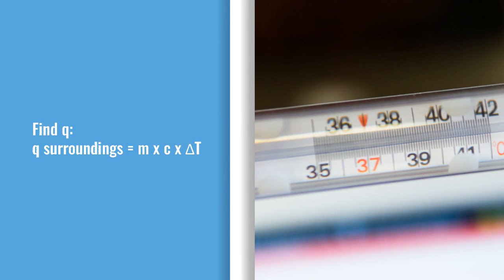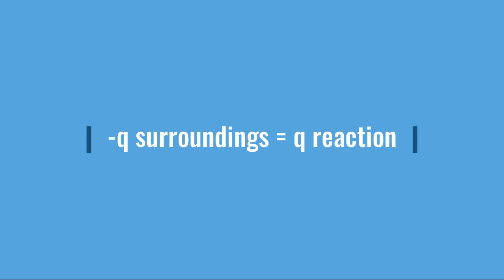The change in temperature of the surroundings for the dissolution of sodium hydroxide and hydrochloric acid can then be used to find the change in heat of the surroundings. After we find the change in heat of the surroundings, we are able to find the change in heat of the reaction. This means that if the system's heat increases, the surroundings' heat decreases.